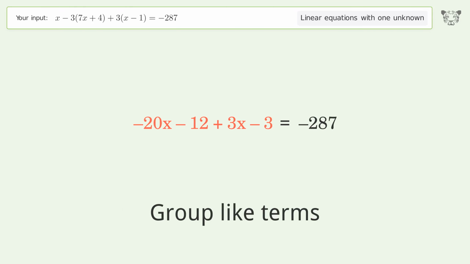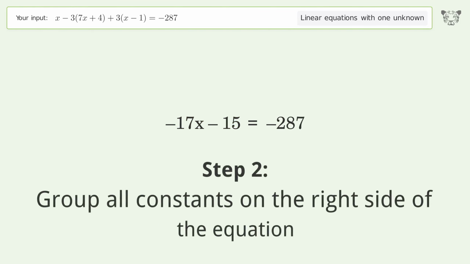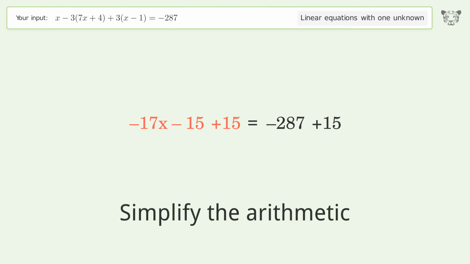Group like terms. Simplify the arithmetic. Group all constants on the right side of the equation. Add 15 to both sides. Simplify the arithmetic.